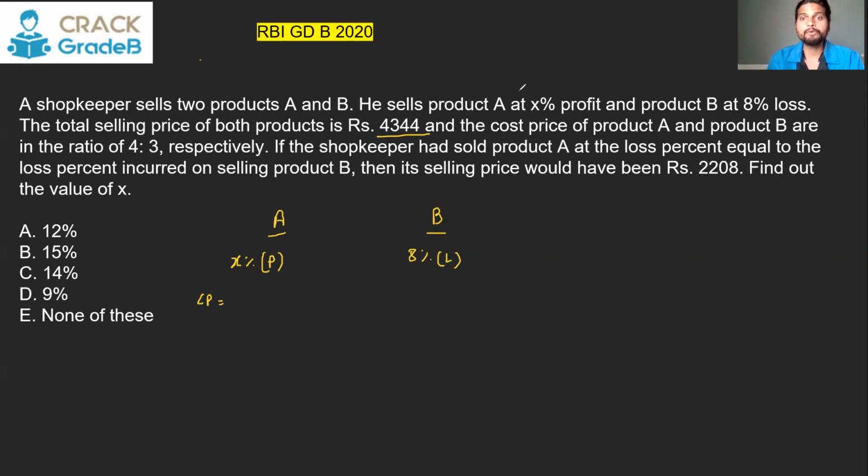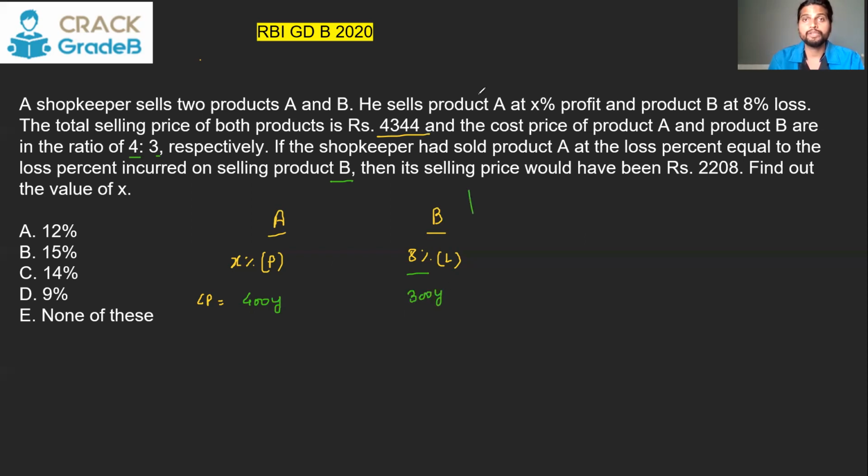If the shopkeeper had sold the product A at the loss percent equal to the loss occurred on B, so B had 8% loss. So if I say the cost prices, because they are in the ratio 4:3, so if I say the cost price here is 400x, here the cost price will be 300x because the ratio is 4:3. Okay, x is already taken, so we'll take another variable. We can say it is y. If I say cost price of A is 400y, cost price of B we can say 300y because the ratio is 4:3.